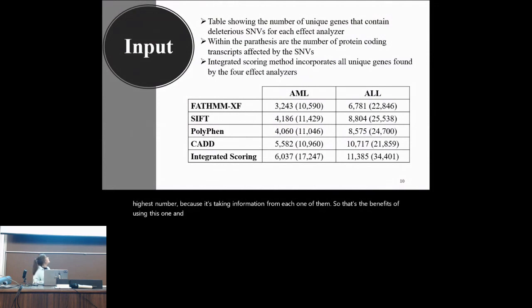And then in parentheses is actually the number of transcripts. So our formula goes based off of the transcript level to the variant mutation level. So that's why it's important information there.